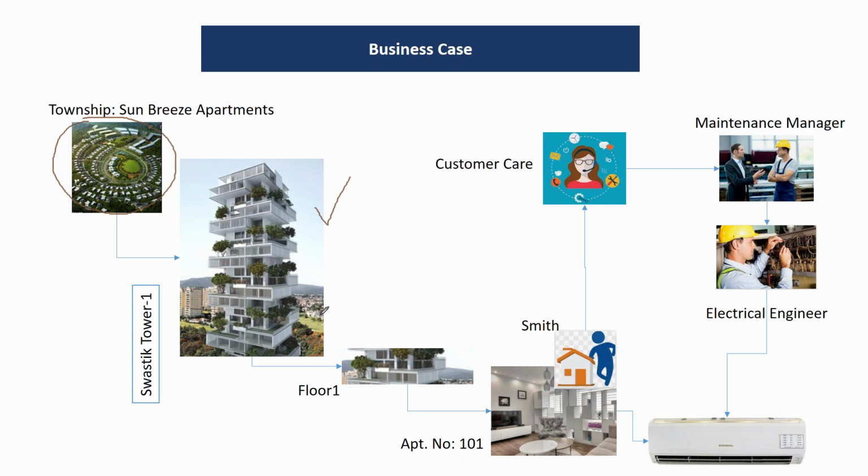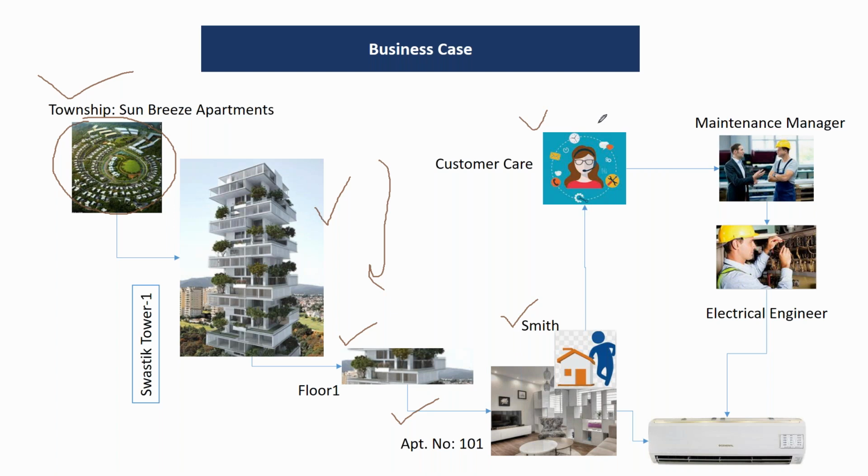So here is how we have segregated: this is your township, then this is a building which has floors, and these floors again will have apartments. Let's say there is one tenant, Smith, who got some issue in his AC. When he got this issue, let's say some breakdown happened, he called customer care, or he just logged the issue on the mobile app of the company providing facility management to this complete township. This issue or notification will reach the customer care.